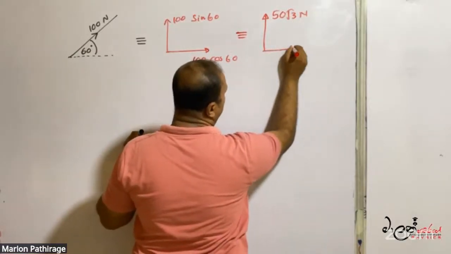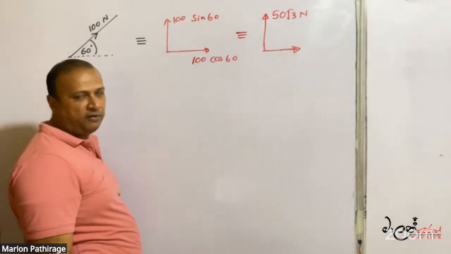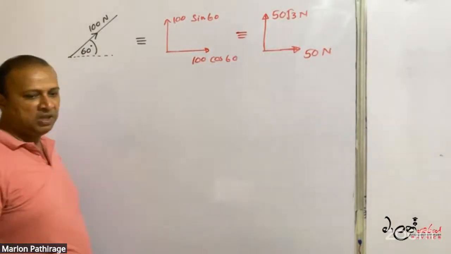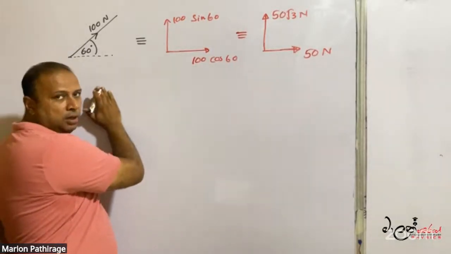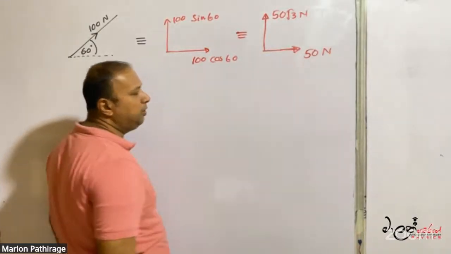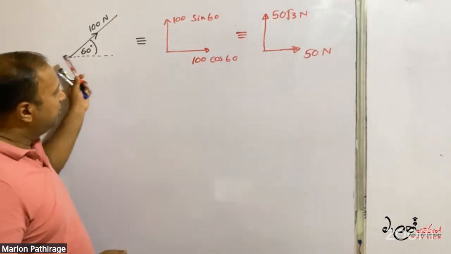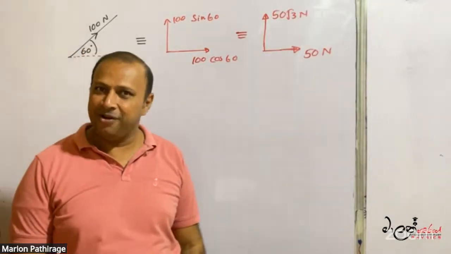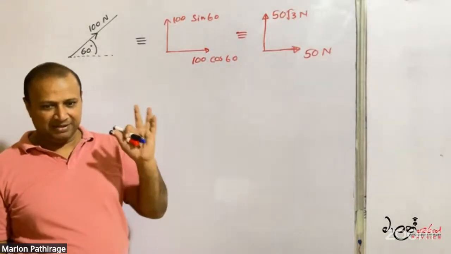In the horizontal direction, cos 60 means half. 100 into half means 50 Newton. So 100 Newton in this direction is equal to 50 root 3 Newton in vertical direction and 50 Newton in horizontal direction. So those are the resolved components of the 100 Newton force. Is that clear? If it is clear, please raise the hand.